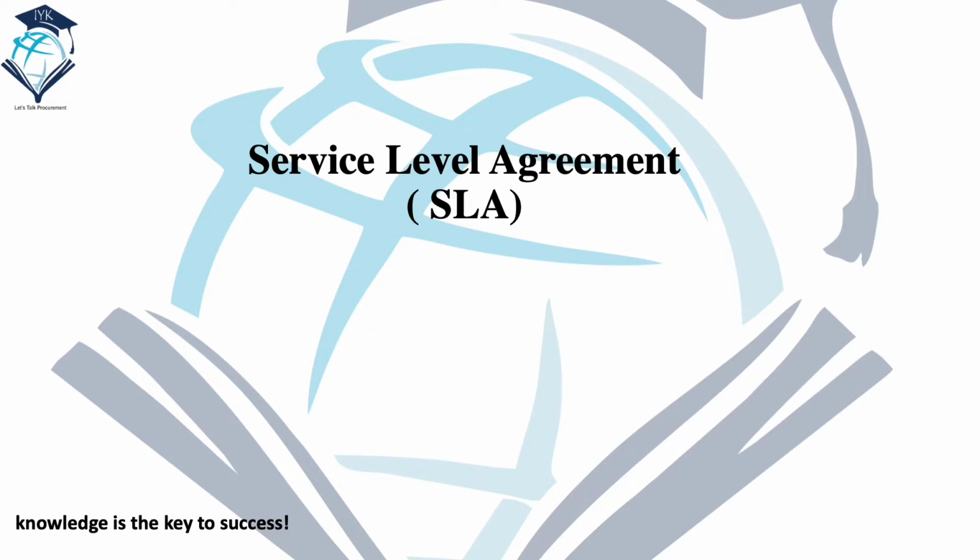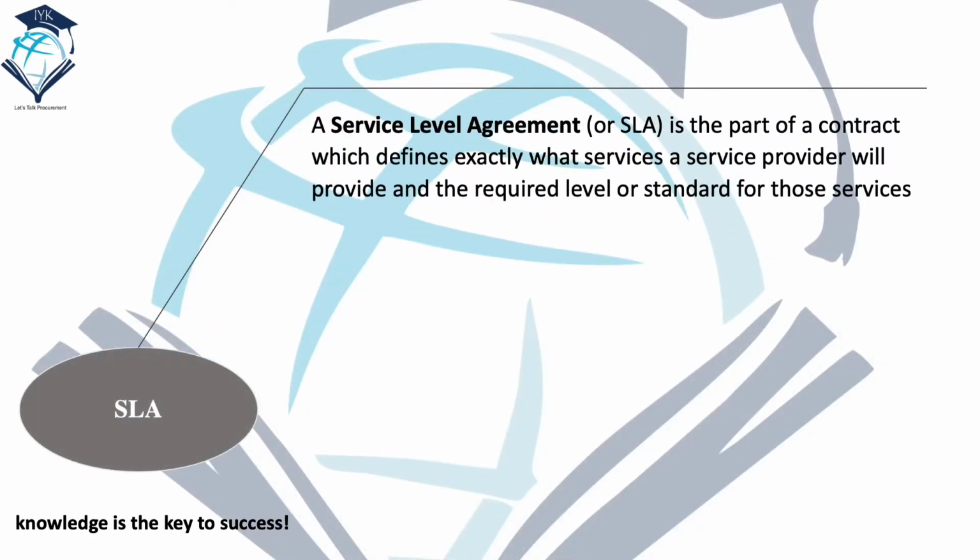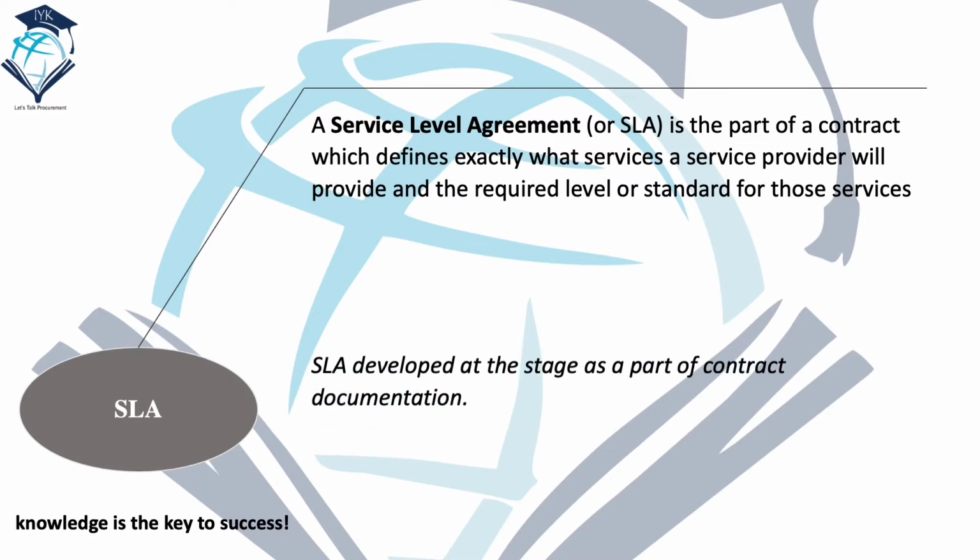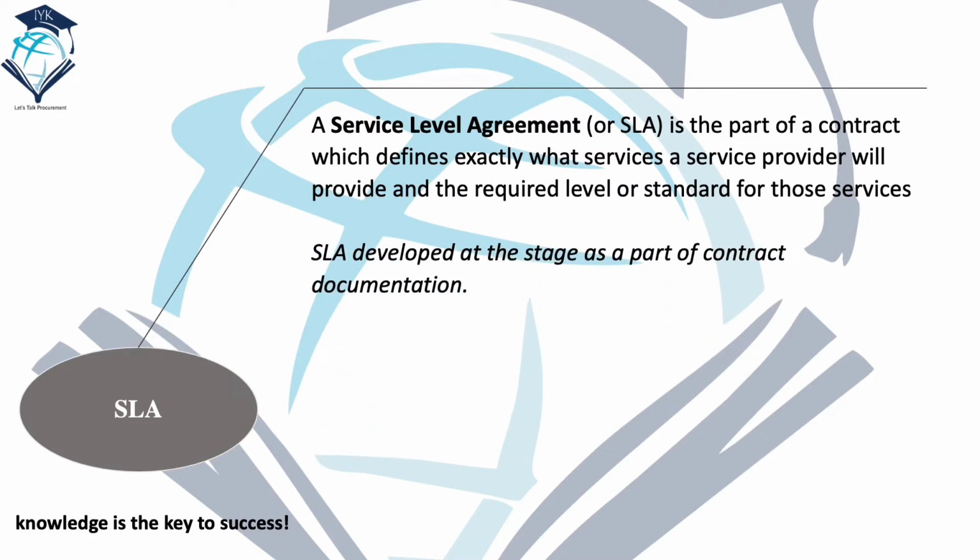Let's try to understand the definition of the SLA, which is a part of any contract, and it could define the services that the service provider will provide and the required level or standard of those services. So this is known as a service agreement, and it is drawn between the client and the suppliers. So the SLA is developed at the stage of contract documentation.